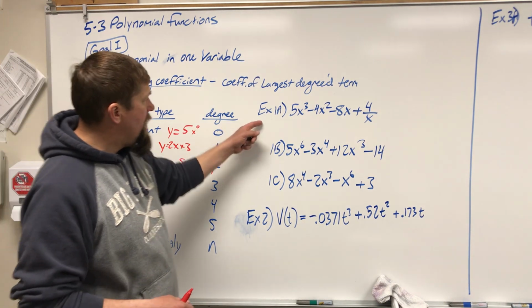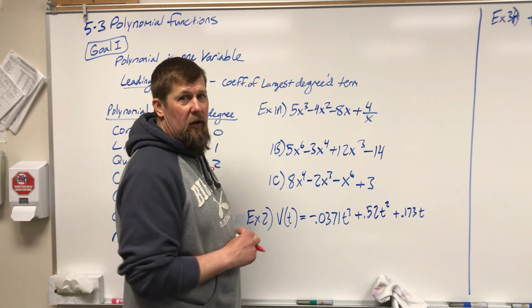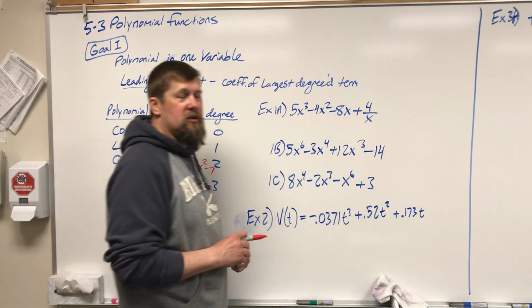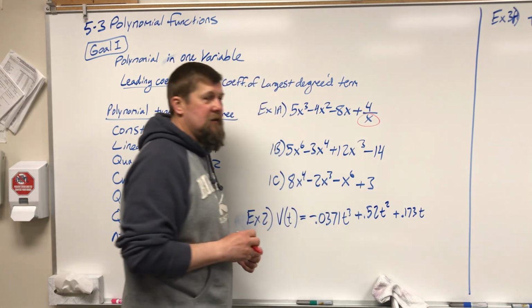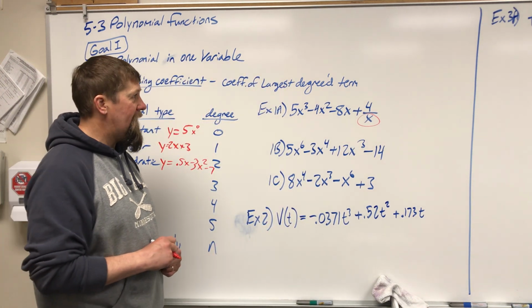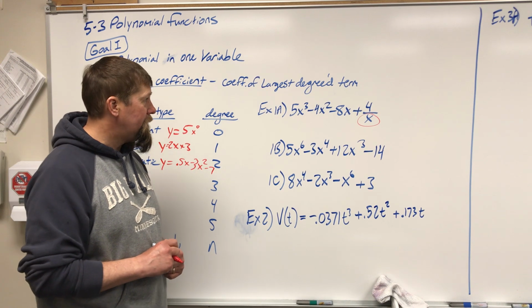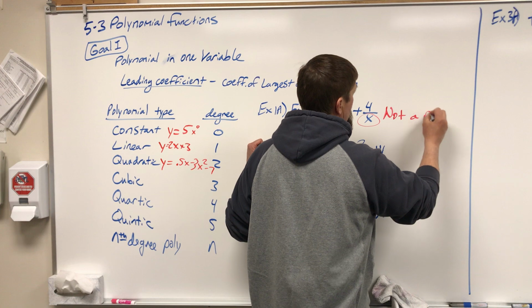Okay, example 1a here. First of all, this is not a polynomial. And the reason it is not a polynomial, like we talked about in section 5.1, is you have an x in the denominator of a fraction. When you have a variable in the denominator, it is not a polynomial. Okay, so not a polynomial.